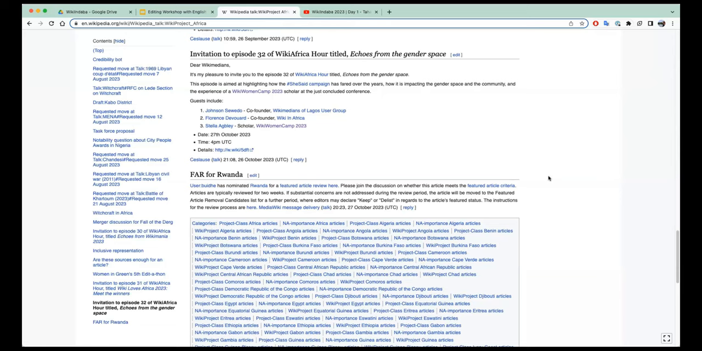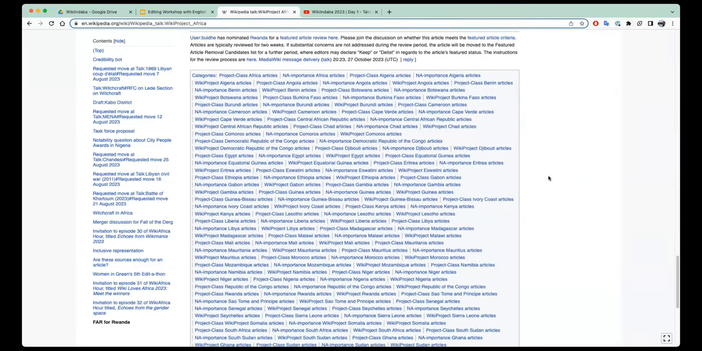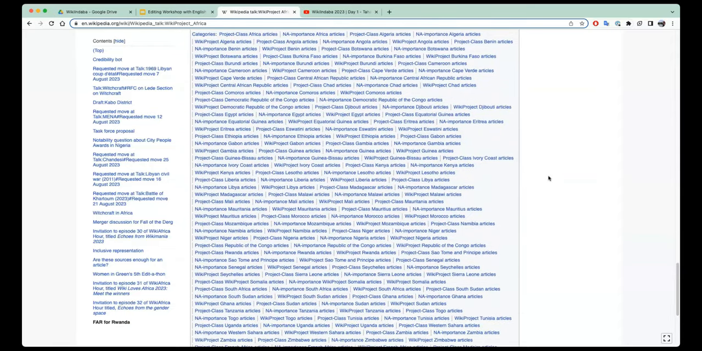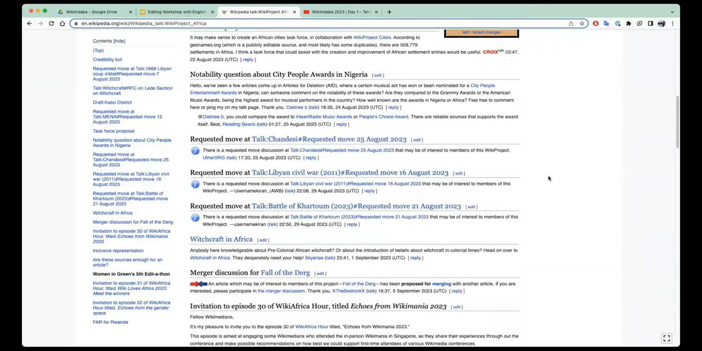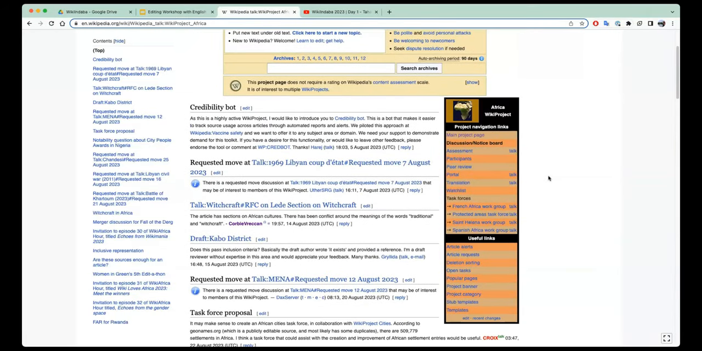It is true that there are thousands of Wiki projects, including country-specific ones like Wiki Project South Africa, Wiki Project Nigeria, maybe Wiki Project Ghana, and so on. You can see how that divides you. Divide and conquer, some might say. I would suggest we consider not doing that anymore.